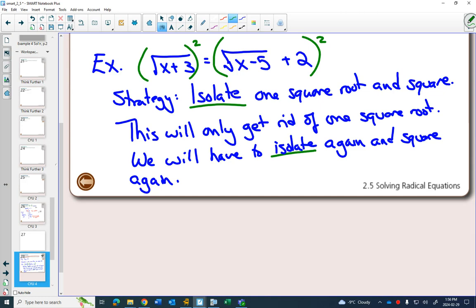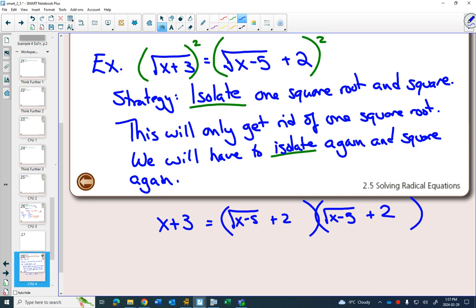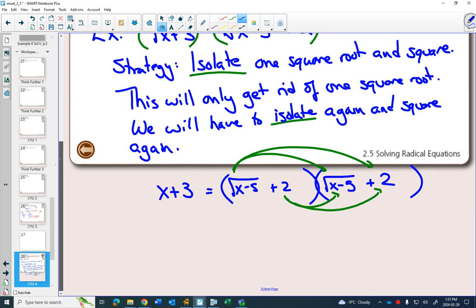Which means you're going to get quite nicely on the left side just x plus 3. But on the other side, squaring means multiply by itself, so I'm going to actually write it out, that it means this times by itself. And if I'm going to multiply a binomial times a binomial, I have to FOIL, do all of my arrows. I can show my arrows here. This gets multiplied by this. This gets multiplied by this. This and this. So I'm going to do that math.